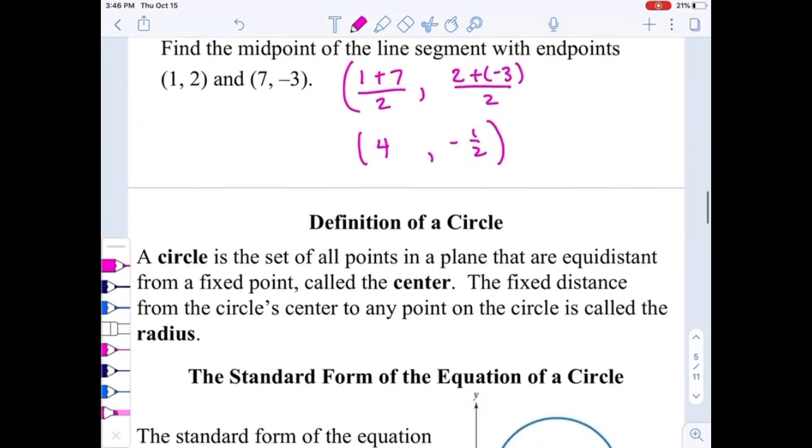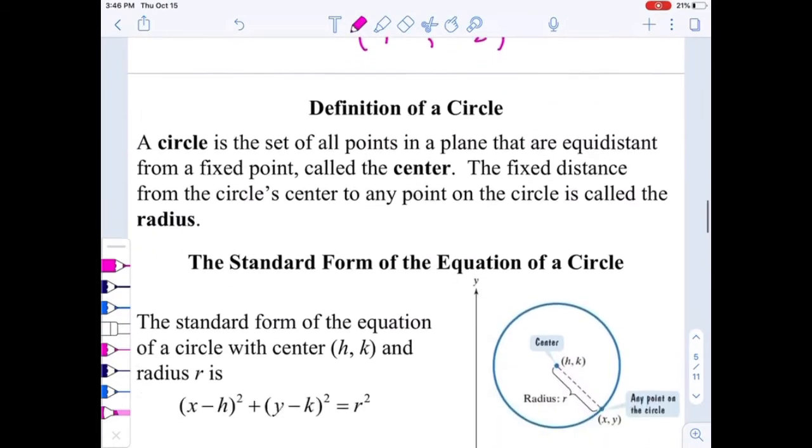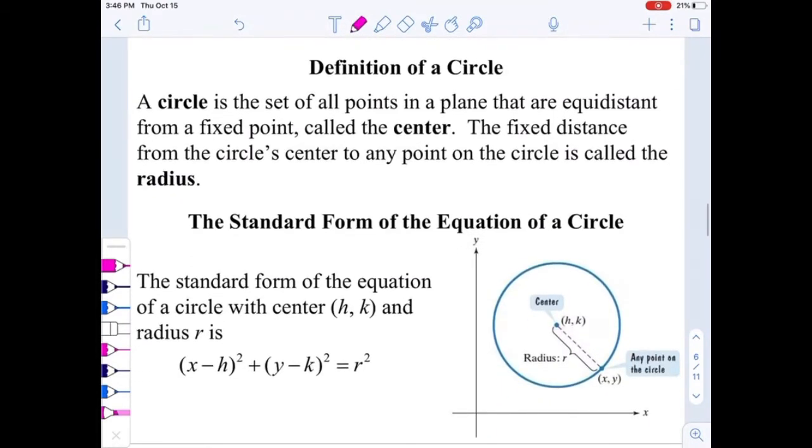Nice and easy, right? Definition of a circle. I'm not sure how in-depth you got with the geometry aspect of the circle and the equation of a circle. It says that a circle is the set of all points in a plane that are equidistant from a fixed point called the center. The fixed distance from the circle's center to any point on the circle is called the radius.